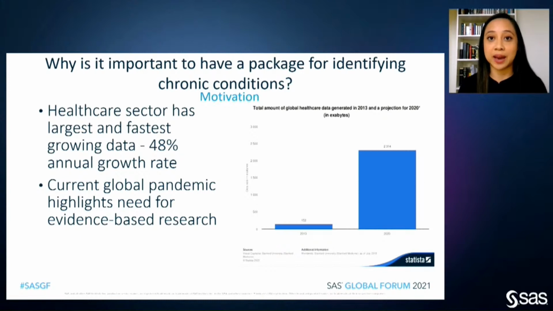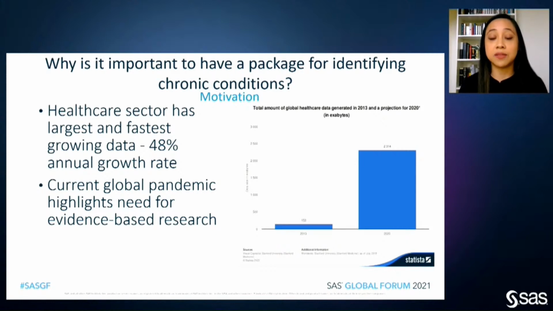So why is it important to have a package for identifying chronic conditions? Well, for one, we live in an exciting time where the volume of data is growing exponentially. The healthcare sector specifically has the largest and fastest growing data with a 48% annual growth rate. The chart on your right shows that in 2013, we had about 150 exabytes of healthcare data, which was projected to grow to 2,300 exabytes in 2020. This ever-growing volume of data requires validated and standardized methods of analysis, which is exactly what our package provides.